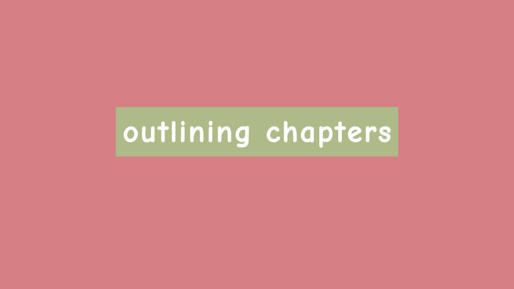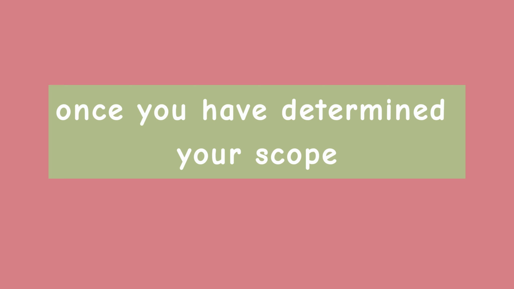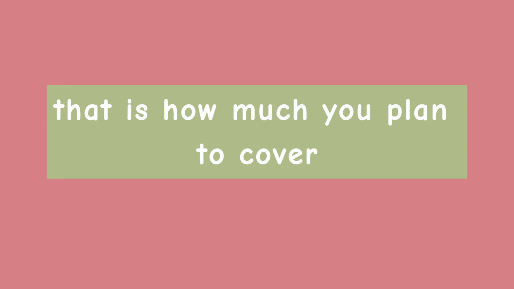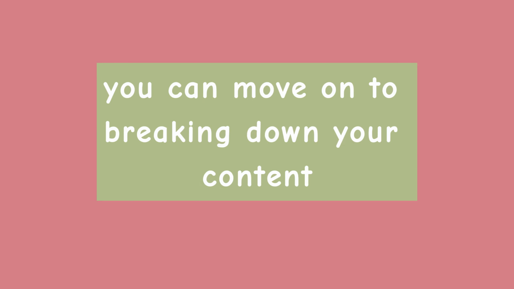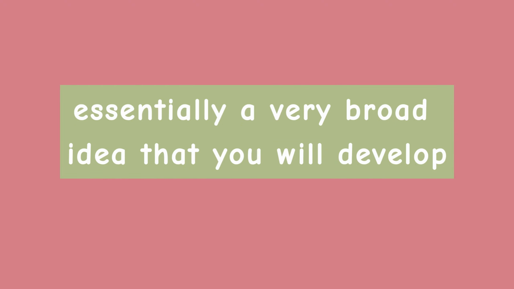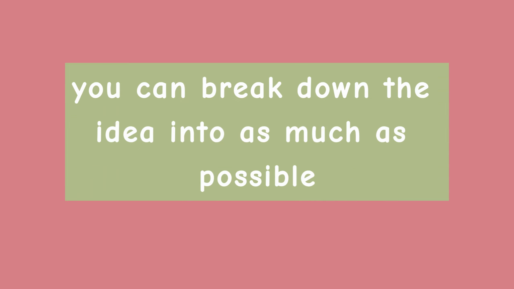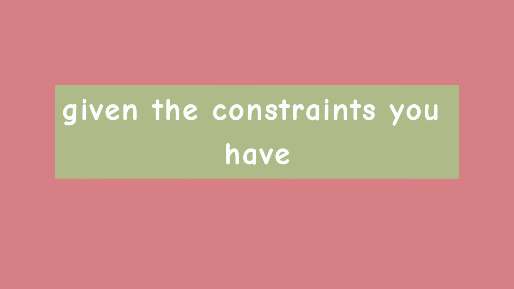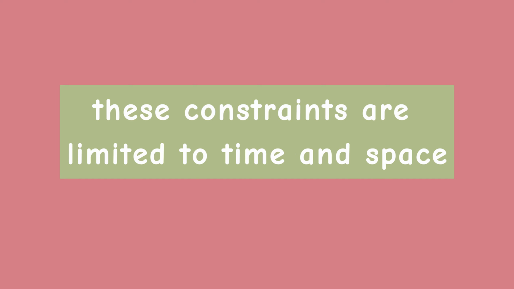Outlining chapters. Once you have determined your scope, that is how much you plan to cover, you can move on to breaking down your content into chapters. A chapter is essentially a very broad idea that you will develop. In this development, you can break down the idea into as much as possible given the constraints you have. These constraints are limited to time and space.